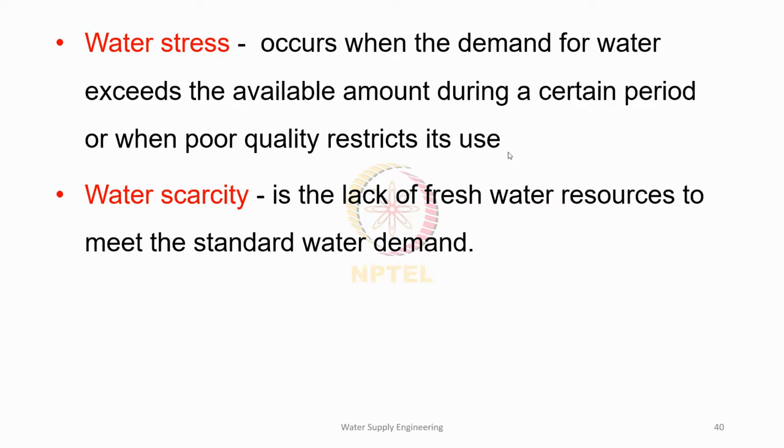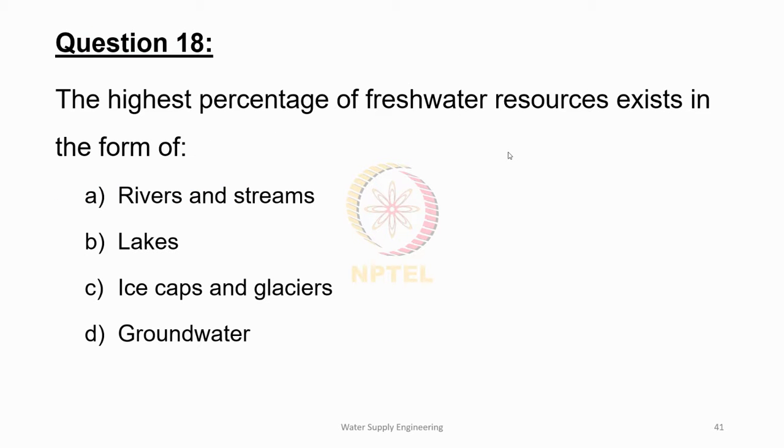All right. So we'll move on to the next question. Question 18. The highest percentage of freshwater resources exist in the form of option A, rivers and streams; option B, lakes; option C, ice caps and glaciers; option D, groundwater. So, where does the highest percentage of freshwater resources exist?